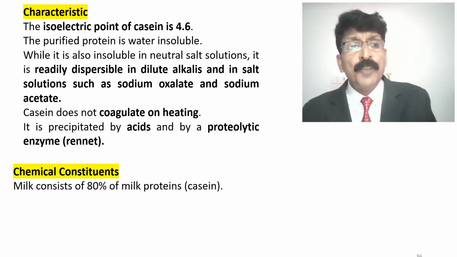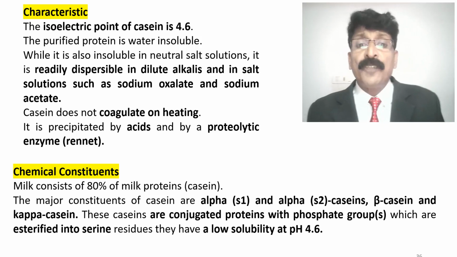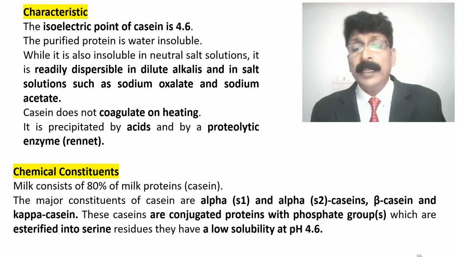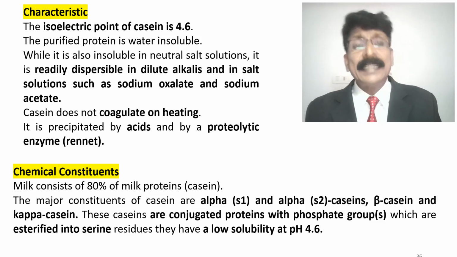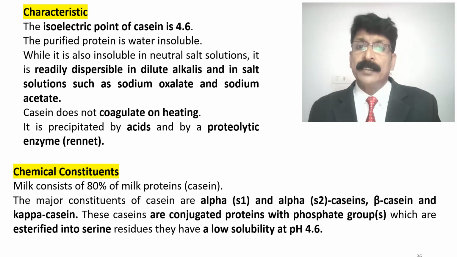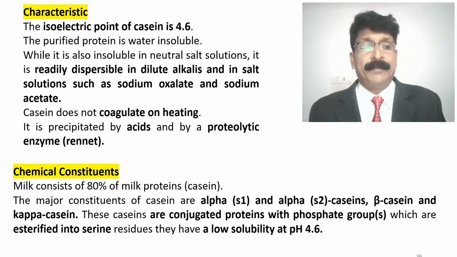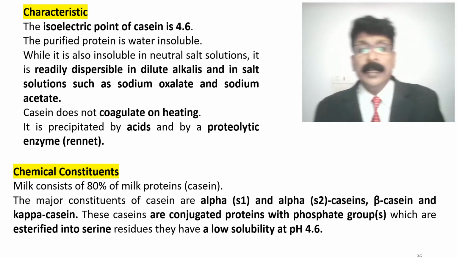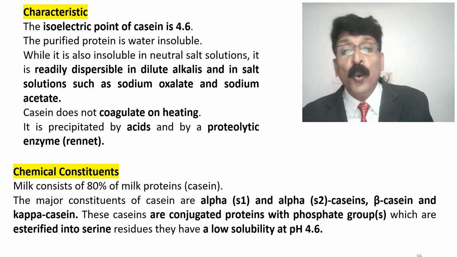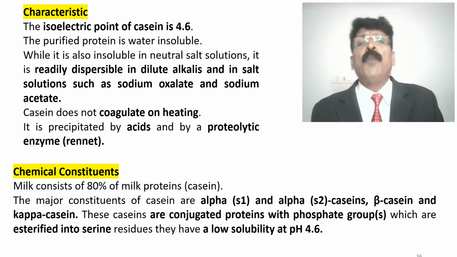Chemical constituents: milk consists of 80% milk proteins, the caseins. The major constituents of caseins are alpha 1 and alpha 2 caseins, beta casein and kappa casein. These caseins are conjugated proteins with phosphate groups which are esterified to serine residues. They have a low solubility at the isoelectric point of casein, pH 4.6.